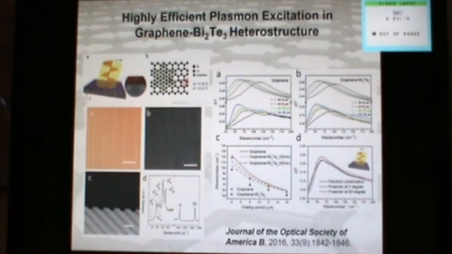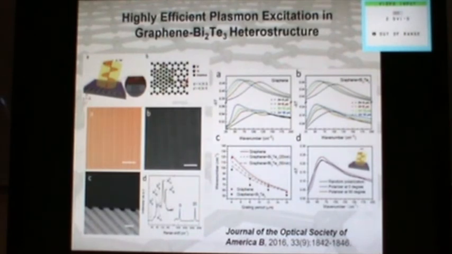Similar idea. We have the silicon grating, and then we transfer graphene on top of the grating, then grow an outer layer of bismuth selenide. So this is the picture of the material. And then we use FTIR, Fourier transform infrared spectroscopy, so we check the absorption in the wavelength range. The peak represents the resonance here.